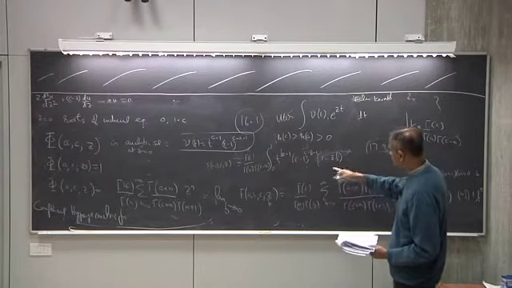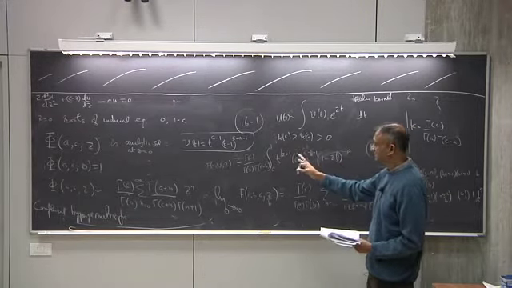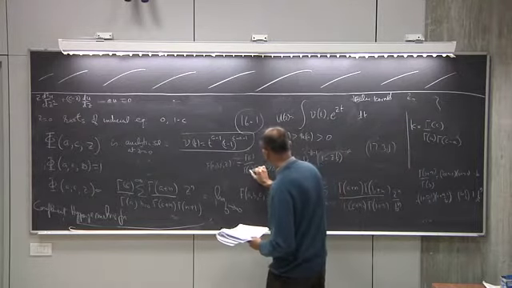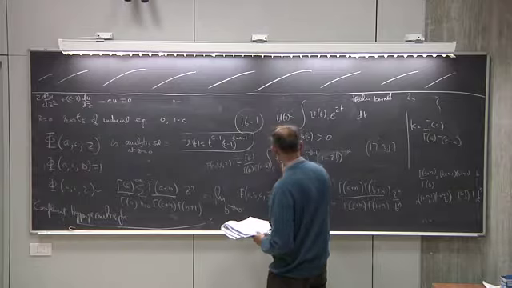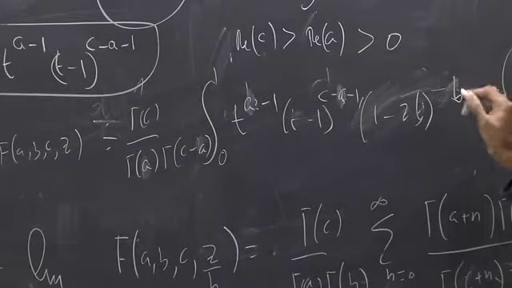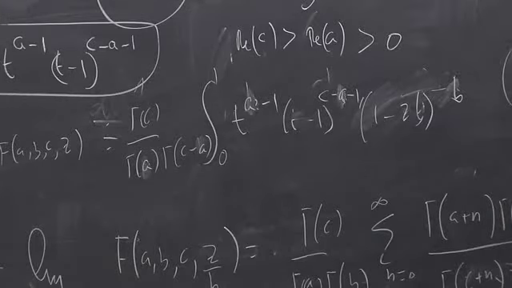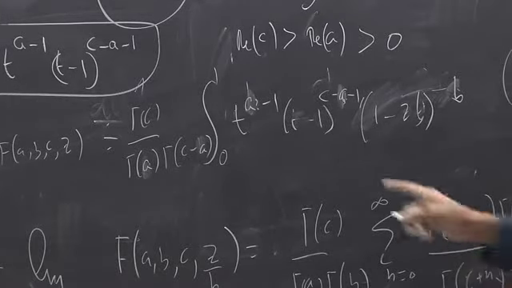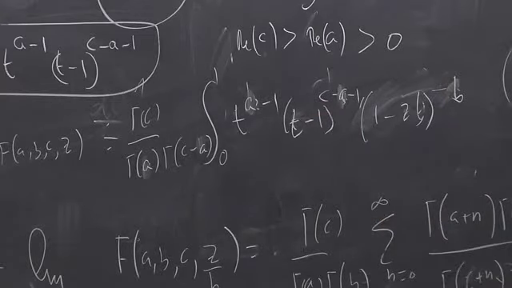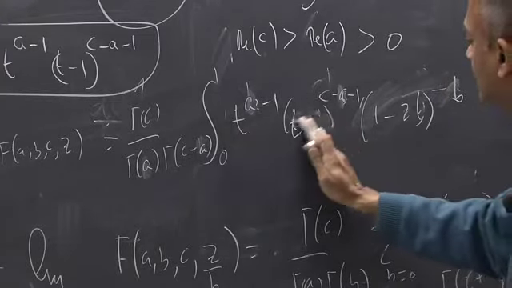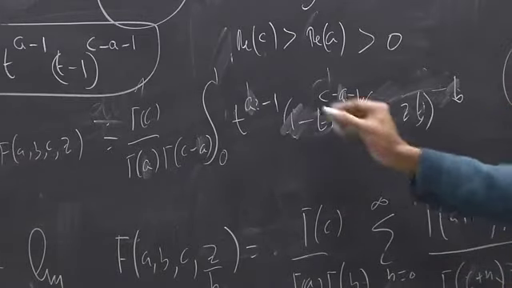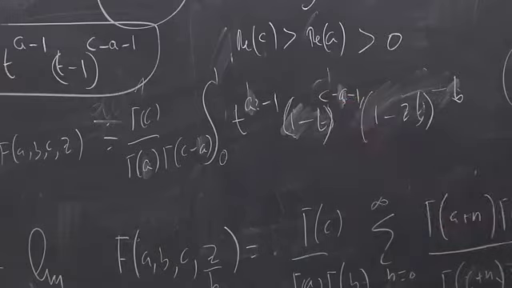But now we know that F is symmetric in A-B exchange, right? So this is the same as I could just replace B by A. Here this becomes A, and that is B. Okay. So that's F A B C z. This is t minus 1. Or I can now write it as 0 to 1, 1 minus t. Okay. So this is the expression.